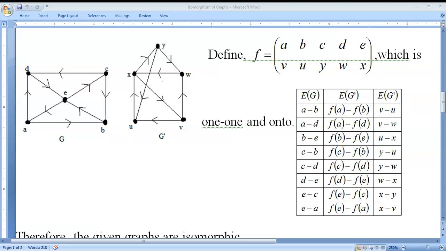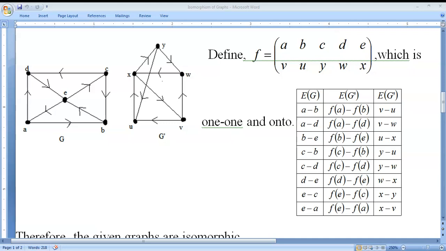So I have mapped A, B, C, D, E onto V, U, Y, W, X based on the in degree and out degree. So there can be another choice also, but I have taken this choice. Okay. Now I need to verify whether this function is a one-one function and onto function.